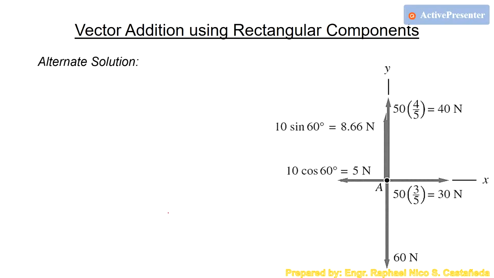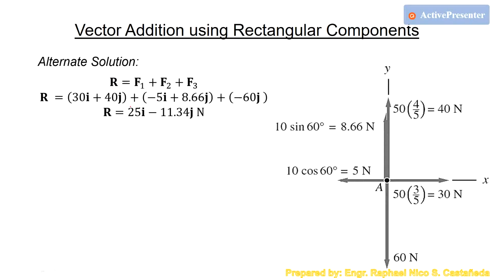We also have an alternate solution if we want to use the vector notation. We will get the same answer, but it is easier if we use the scalar solution. Vector solution is much easier to use in a three-dimensional system. This is only to show you that we will still get the same answer. So the answer will also be in vector form.